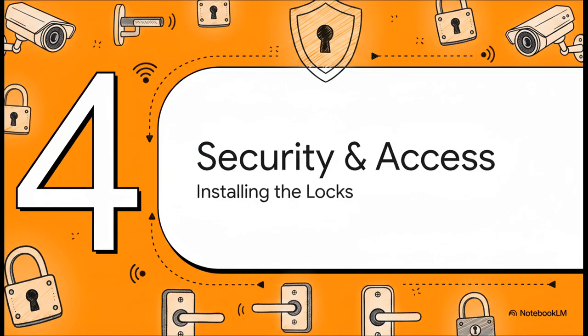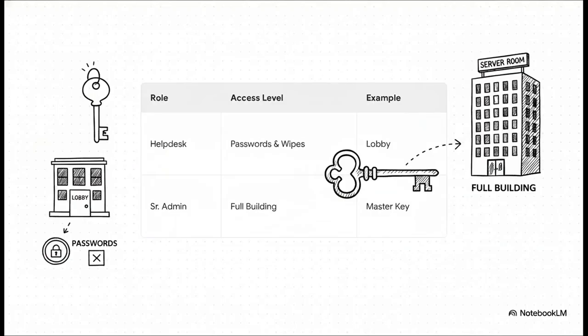Okay, Section 4, Security and Access Control. Time to install the locks. This is where role-based access control, or RBAC, comes in, to clearly delegate who gets the keys to which specific rooms in your enterprise. Not everyone in IT needs the master key to the entire building, right?